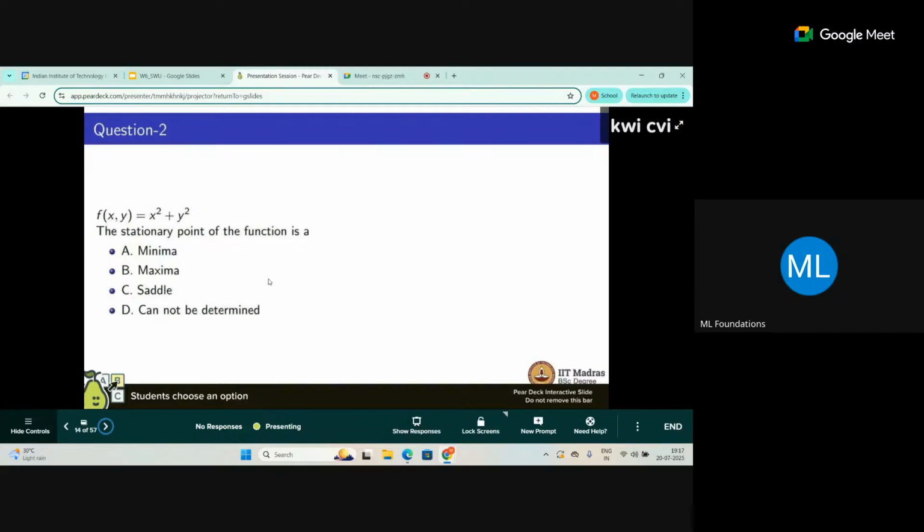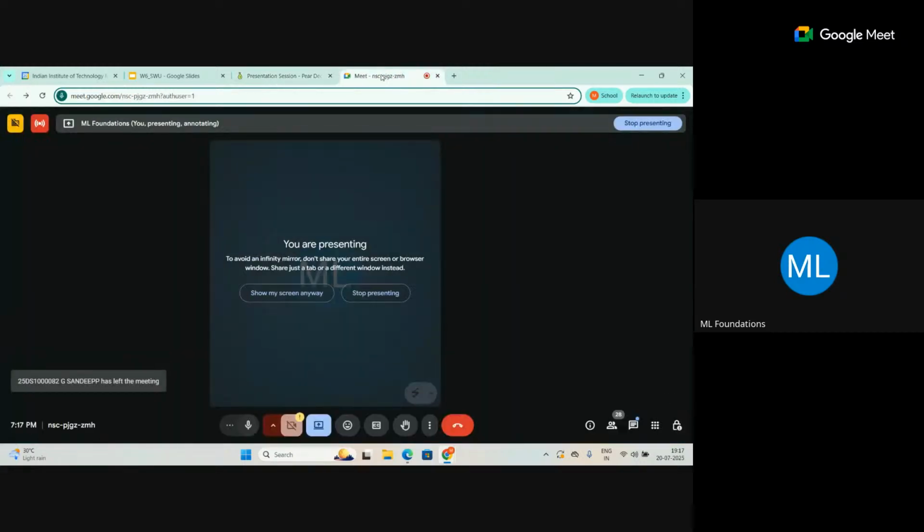Okay, so now for the same question, it is asked whether the stationary point of the function is minima or maxima. Minimum. Yeah. Now you can write your answer into this join PD, I think it is there. You can write it down.